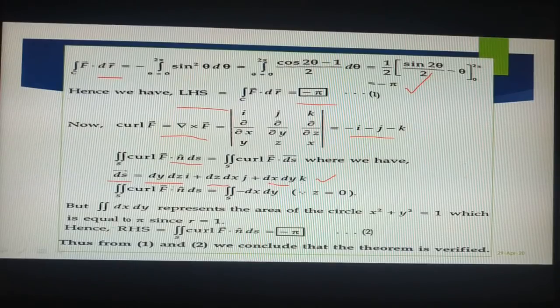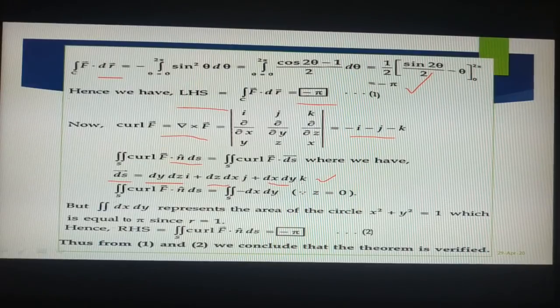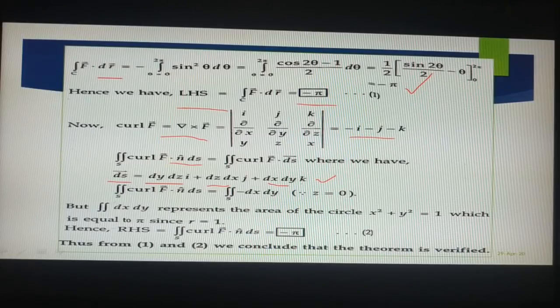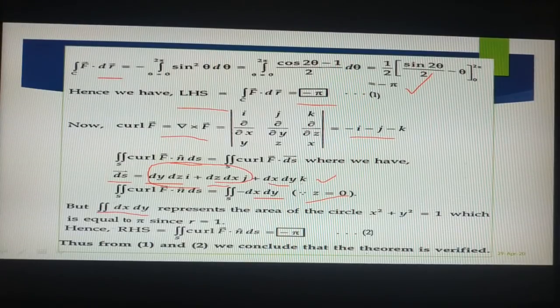Then when I multiply here, all together, and of course we are considering it projected on the xy plane, that's why we consider z is equal to 0. If z is equal to 0, these two terms become 0 directly. Therefore dx dy, when k dot k, that will be minus dx dy, isn't it? And you know the integral of dx dy represents the area of the circle with radius r equal to 1.